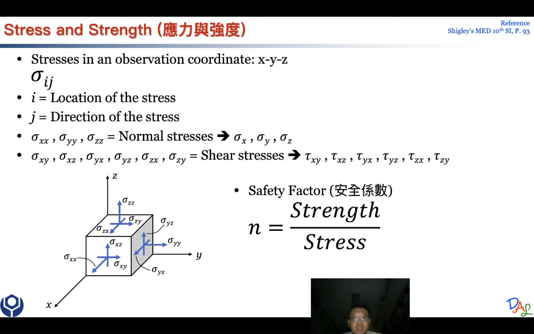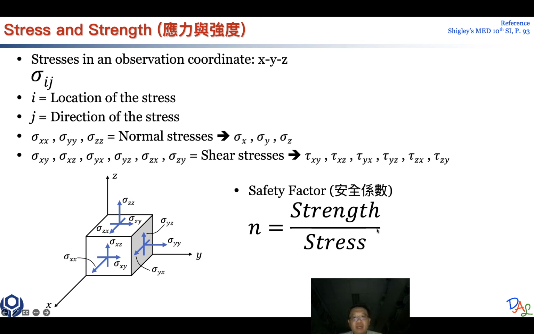So in mechanical design, once we understand how much stress is being applied on the material, at which position and along which direction, then we can try to figure out along that direction how strong the material is.